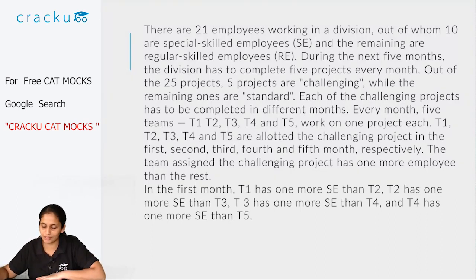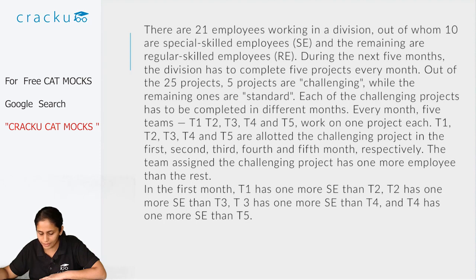The first DILR set we'll be looking at is this. There are 21 employees working in a division, out of whom 10 are special skilled employees, SE, and the remaining are regular skilled employees, that is RE. During the next 5 months, the division has to complete 5 projects every month. Out of the 25 projects, 5 projects are challenging, while the remaining ones are standard. Each of the challenging projects has to be completed in a different month.